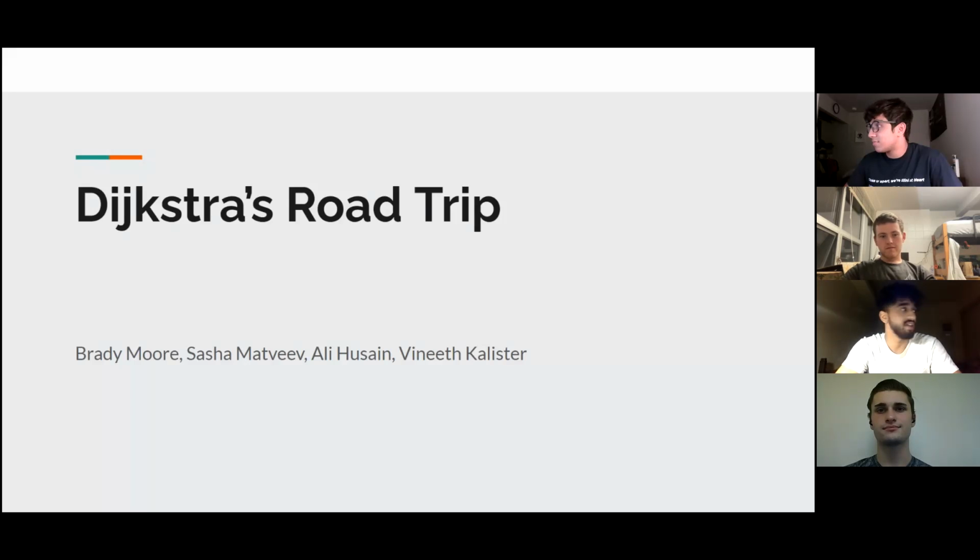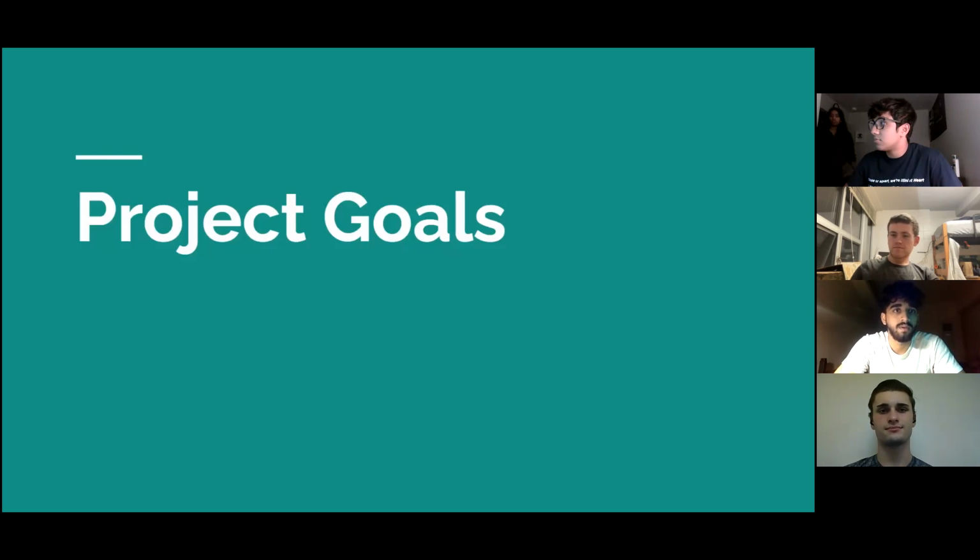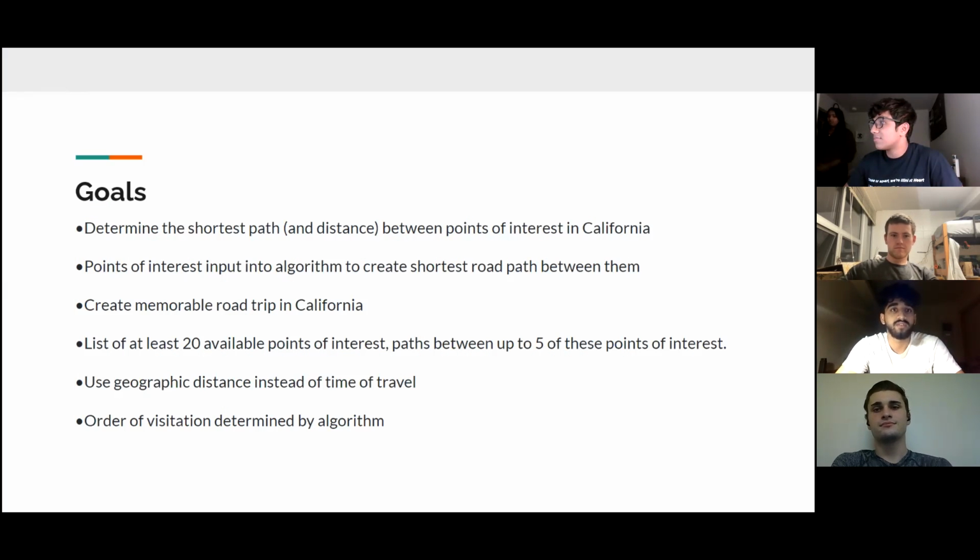CS225 final project, Dijkstra's road trip. Our goals for this project were to create the shortest path between points of interest in California. By shortest path, we define it as a geographical distance between 2 points instead of time of travel. Our idea was to create a memorable road trip in California.